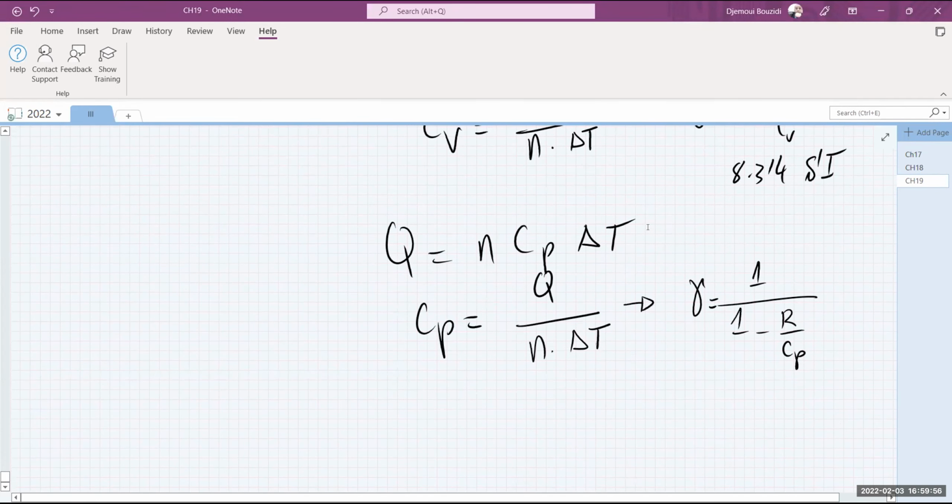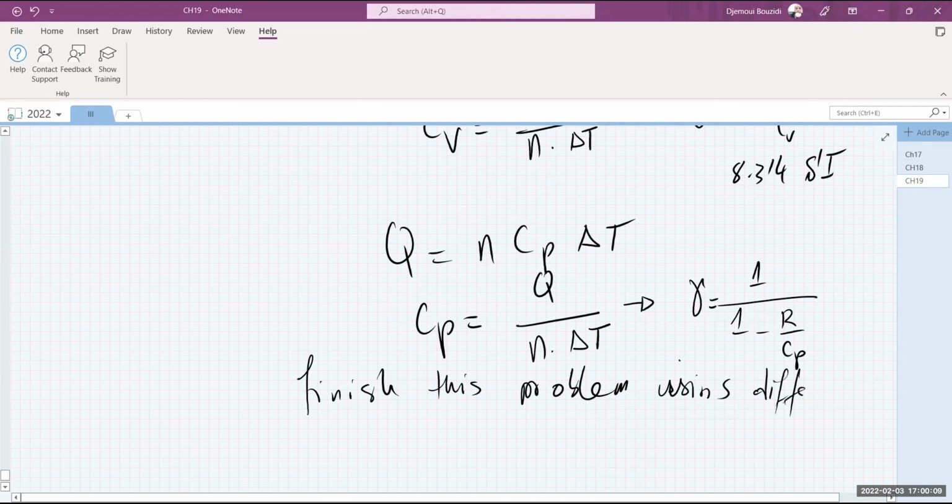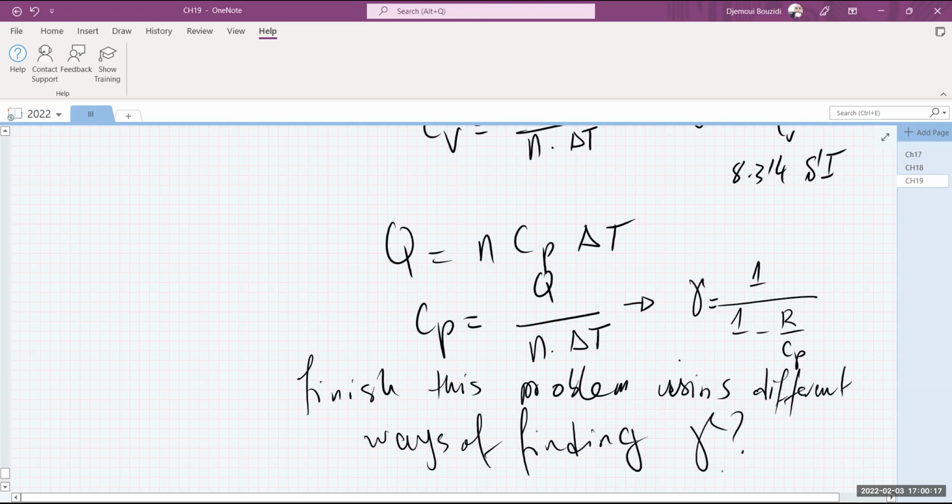So this is part of the discussion. The thing is to finish this problem using different ways of finding gamma. And that gives you a way to check on yourself.